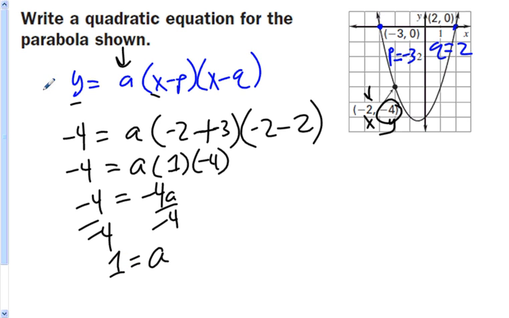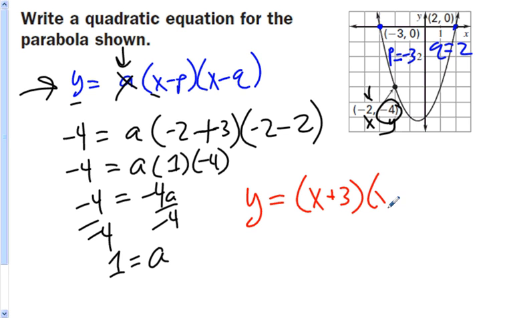So now I'm going to go back up to the original equation, the form, and I'm going to plug in 1 for a, which if a is 1, we really just disregard it. We don't have to plug it in. I'm going to plug in my p and q values, so I'm going to end up with this equation, y equals 1 for a, and I have x minus a -3. Now when you have a minus minus, that really becomes +3. And then I have x minus my q, which is 2.